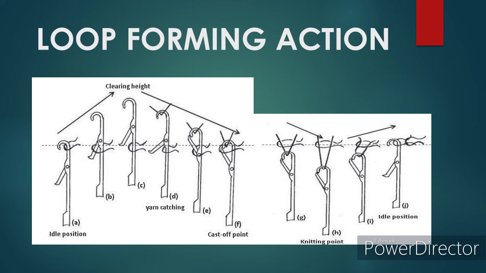Position number 1. Idle position or rest position of the needle. In this position, the head or crown of the needle is at a slightly higher level than the top of the sinker. The loop formed at the previous feeder or knitting cycle is in the closed hook.